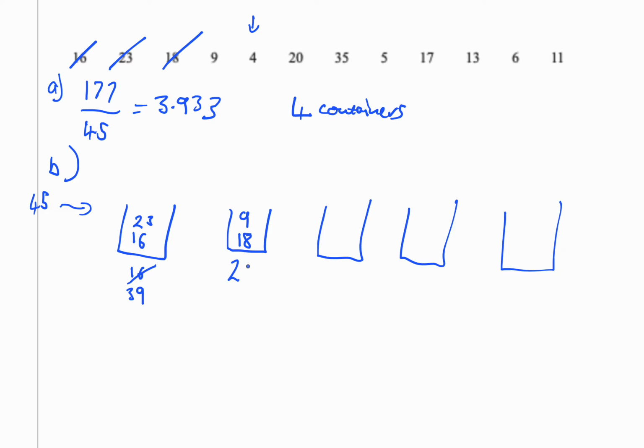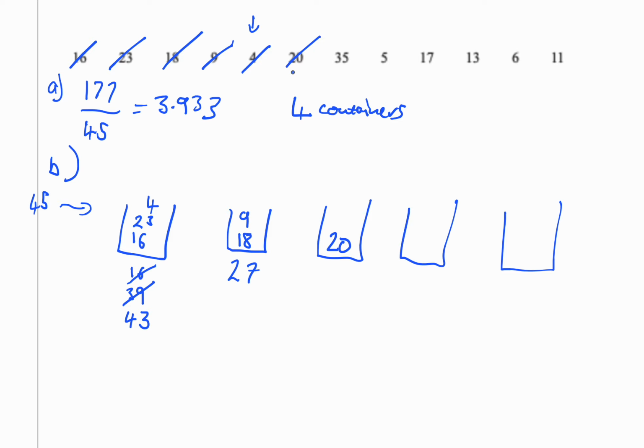Gives us a total of 27. 4 will go in bin 1 because it will now fit. So that will now go up to 43. 20, will it fit in bin 2? No, because that gives us a total of 47. So that will have to go in bin 3.